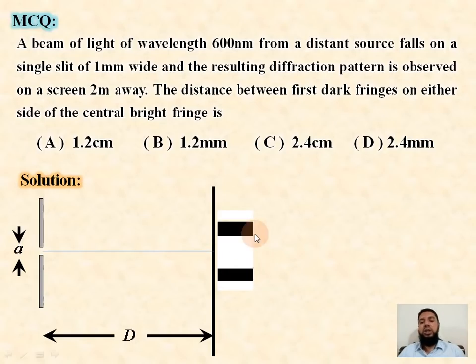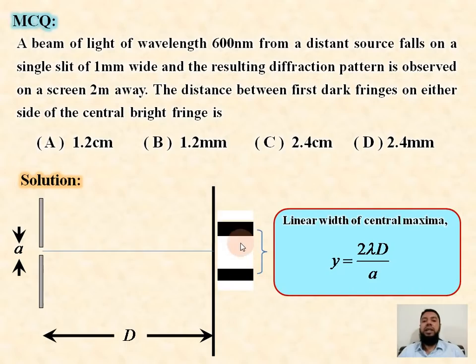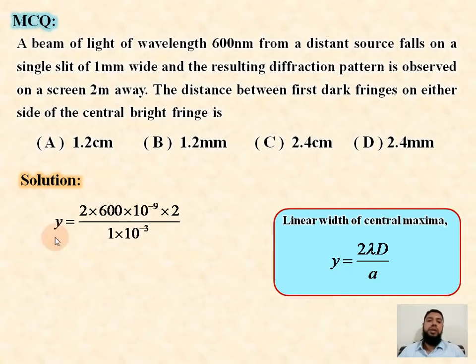The distance between two dark fringes is nothing but the linear width of central maxima, which is given by y is equal to 2 lambda capital D by A. Using this relation, let's calculate the distance between the two dark fringes. Y is equal to 2 into wavelength, 600 nanometer, 600 into 10 power minus 9. The distance of the slit from the screen is 2 meter. Capital D is 2 and the width of the slit is 1 into 10 power minus 3. On simplifying, it is 2400 into 10 power minus 6 meter.